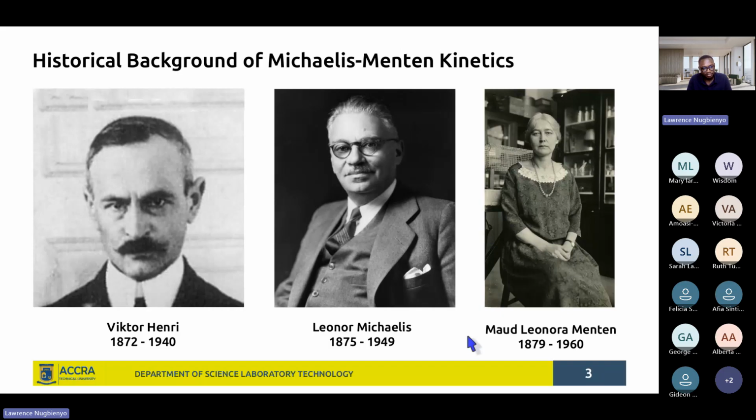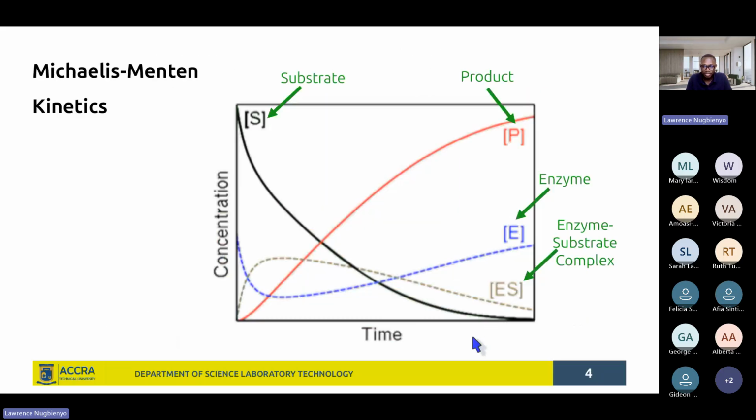Of course, there are other forms of enzyme kinetic studies, but we won't bother ourselves so much about that. We will just focus on the Michaelis-Menten because this is what is accepted all over now. So I don't want us to go into that. All right. So what did they do?